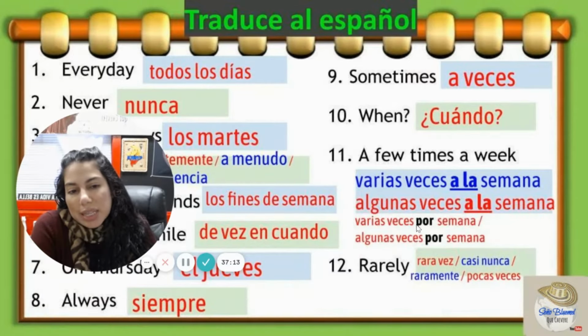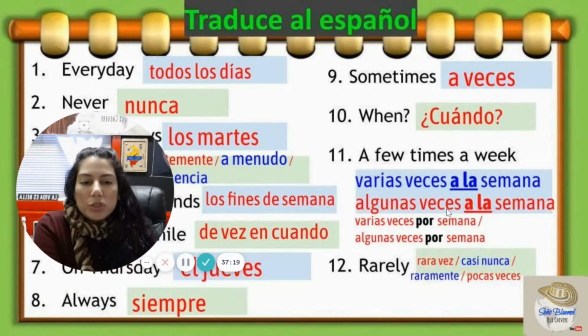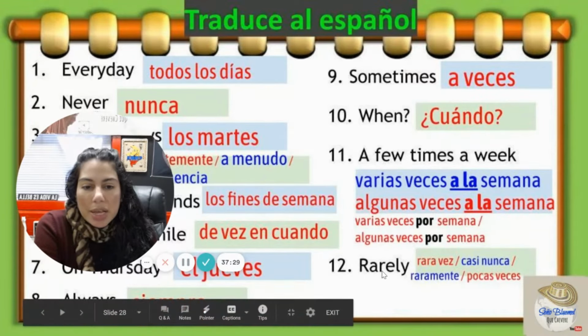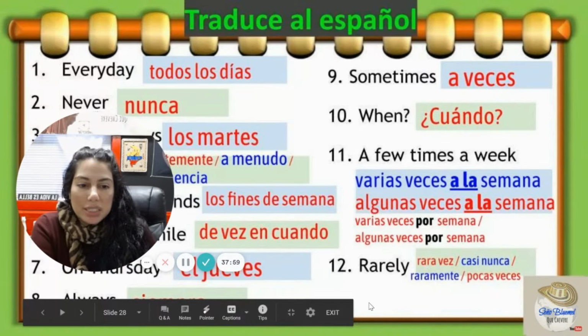So just little things like that you change in Spanish, prepositions and words like that. So you can just play around with it. You just pick which one you want to say, but they're both correct. So varias veces por semana or varias veces a la semana. And then rarely, rara vez, and again the ly in Spanish is mente, so raramente, rarely, o casi nunca o pocas veces. So there you go. There's 4 words right there for you. So which one do you prefer? I would say to stay with the cognates, I would say rara vez or raramente. But casi nunca and pocas veces also mean the same.